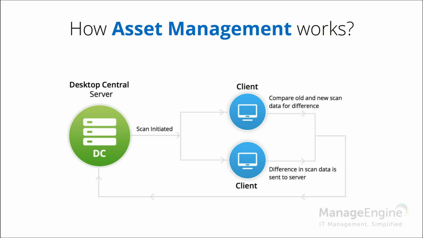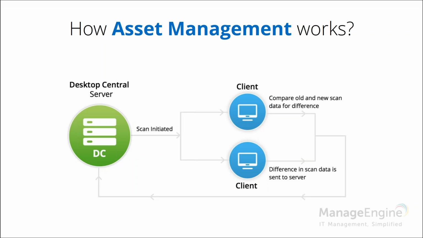Going forward, on the next scheduled scan, it's going to perform a differential scan. It is going to compare the values with the previous history and show only the difference in the scan, which is called the differential data scan. Only that information is going to be sent to the server to maintain that information, and this is not going to take much time.